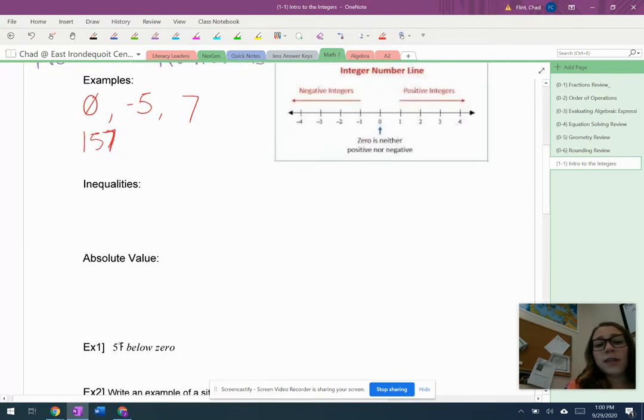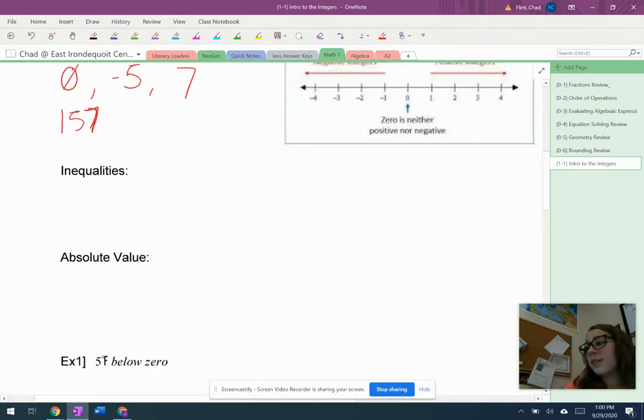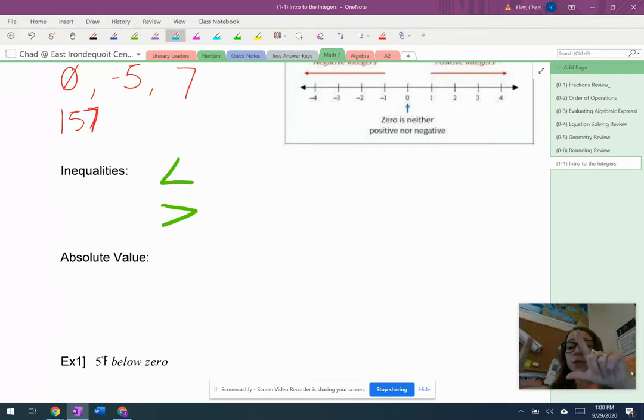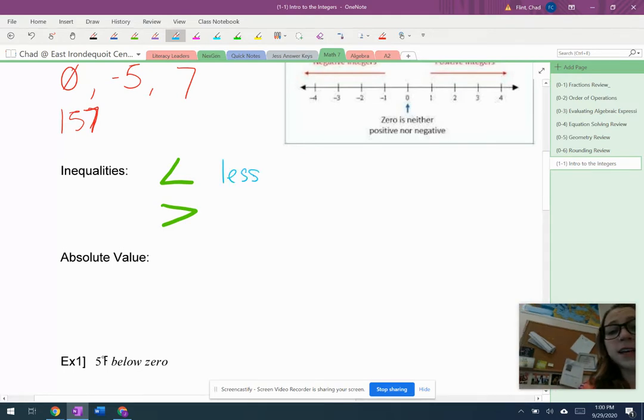All right, so then we talk about inequalities. Inequalities, you are familiar with them, you have seen them before. Those are these guys. So that first one, it looks like an L. If I hold my hands up, and you'll notice in class, I do this all the time, this one makes an L, so this is the less than inequality, making this other one the greater than. We just use that to compare numbers.